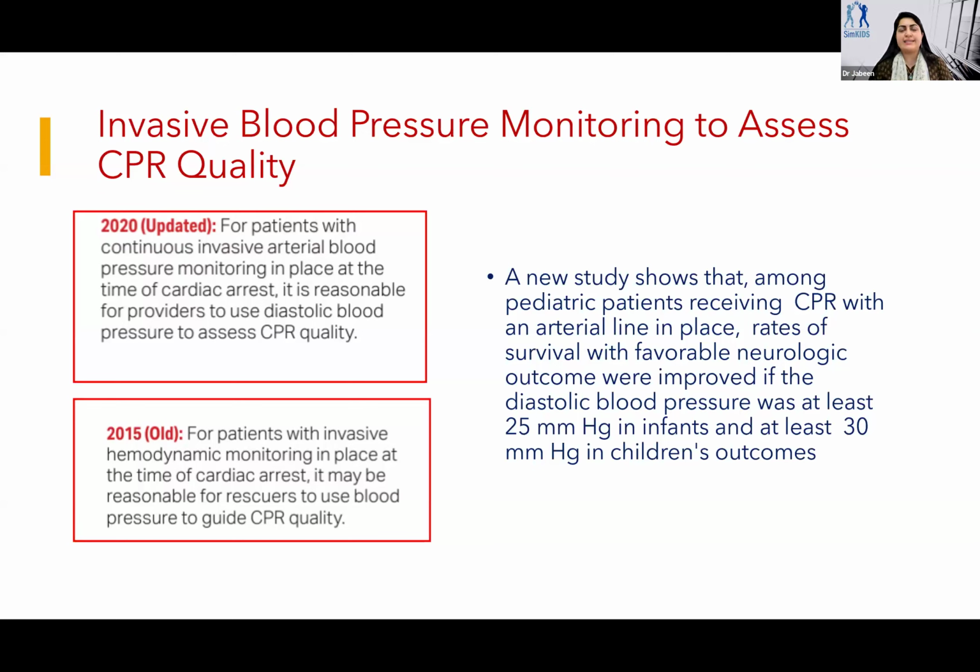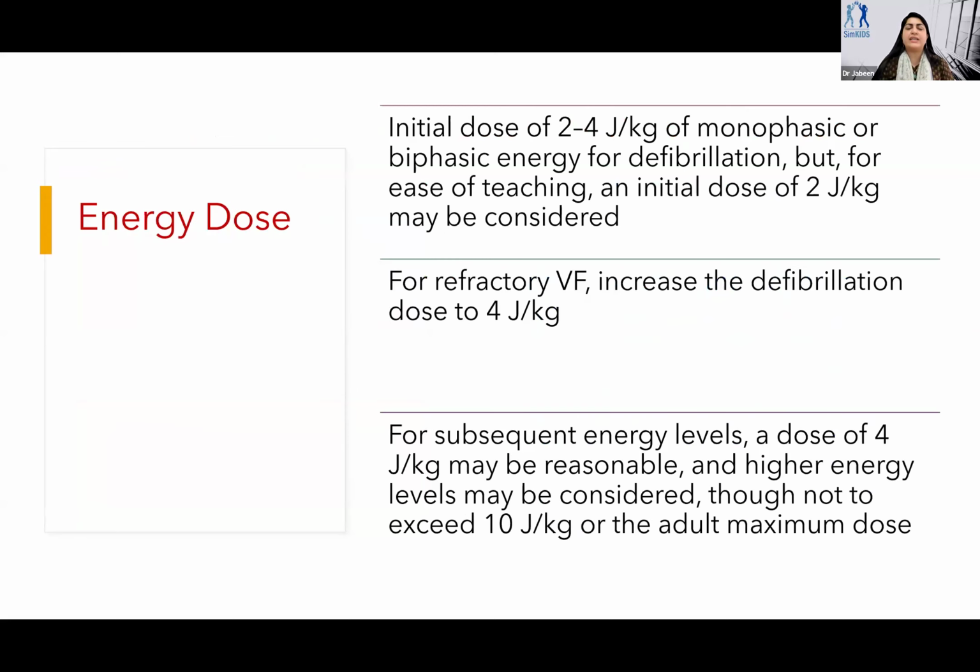What the 2020 guideline has said is to start with 2 joules per kg for ease of teaching. Then the second shock could be 4 joules per kg, and it is up to you afterward. You can continue 4 joules, 4 joules, 4 joules, or you can do 6, 8, 10 joules. What we practice at SimKIDS is we do the first shock as 2 joules per kg and the second, third, fourth, and subsequent shocks as 4 joules per kg. We do not continue to increase.